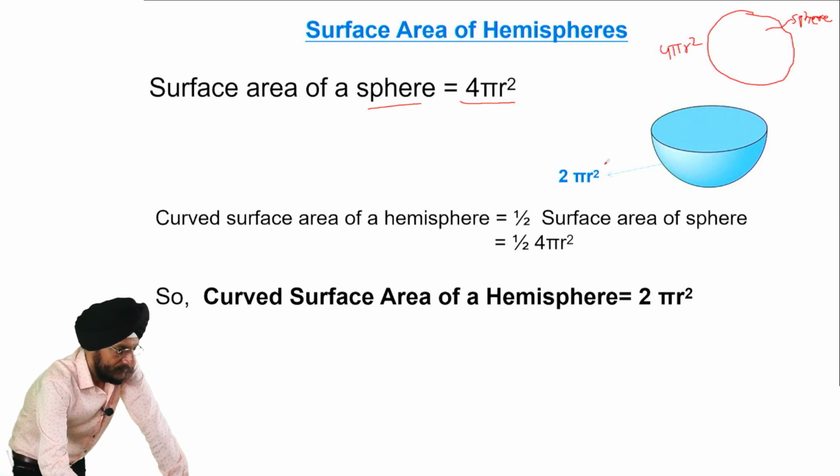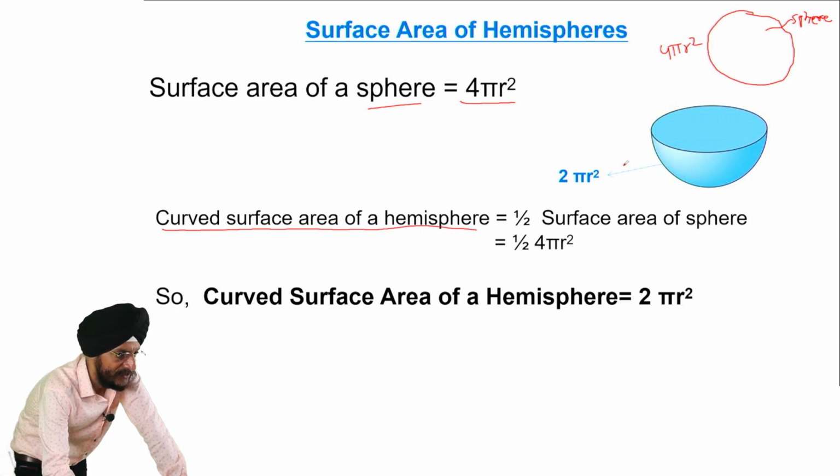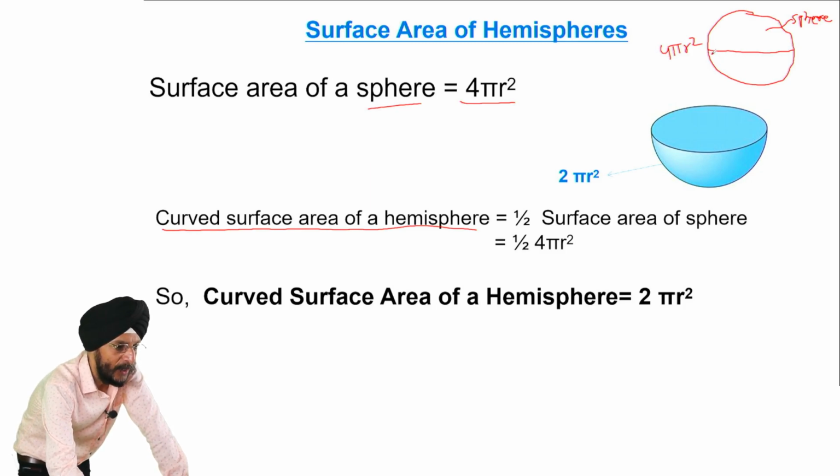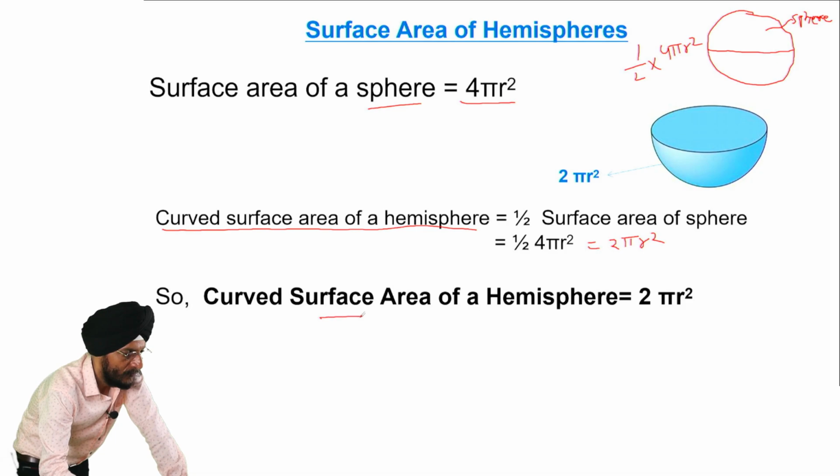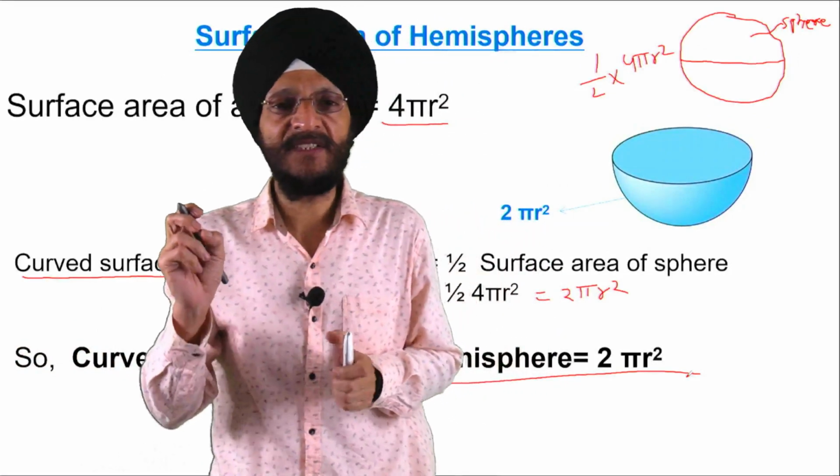And when we talk about the curved surface area, this is the curved surface area of the hemisphere. It means we are talking about this one, the half side. And naturally, when we are talking about only half of the sphere, that is the curved surface area. Curved surface area of the hemisphere will be naturally half of 4 pi r square. So, curved surface area of hemisphere is equal to half of the surface area of sphere, which is equal to 2 pi r square. So, we have to use 2 pi r square when we calculate the curved surface area of hemisphere.